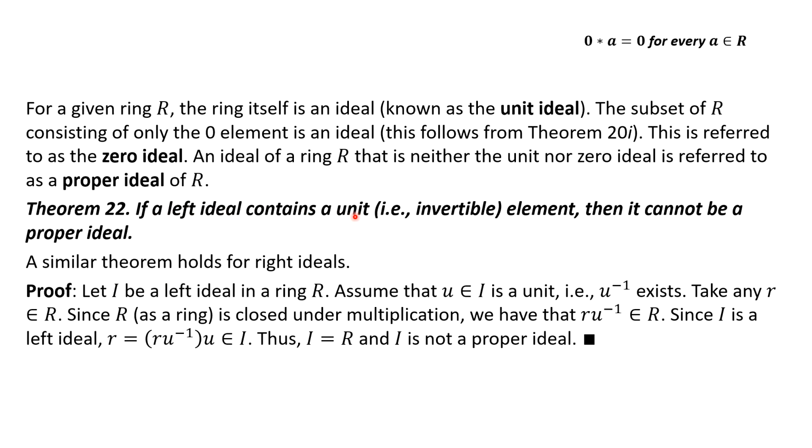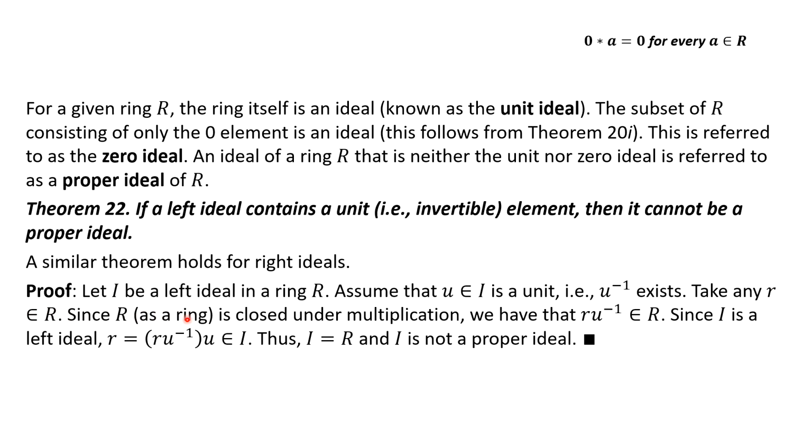If a left ideal contains a unit, in other words, an element with a multiplicative inverse, then it cannot be a proper ideal. And we can do a similar result for right ideals, but I won't prove that here. The proof looks almost the same as what I'm going to show you. So let I be a left ideal in a ring R. Assume that u, an element of I, is a unit, and that its multiplicative inverse exists. And then take any r, an element of our ring.